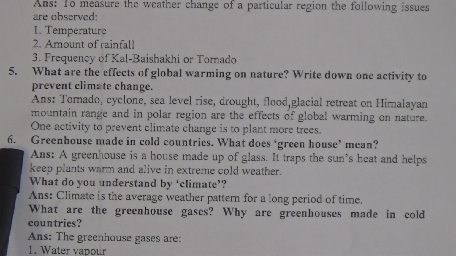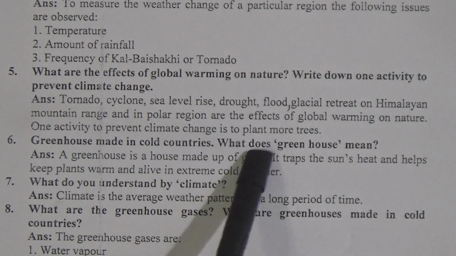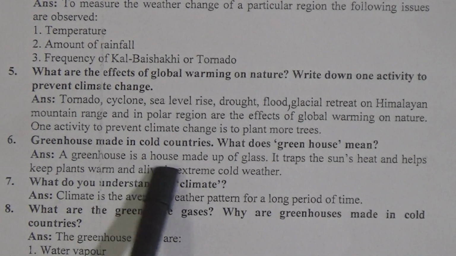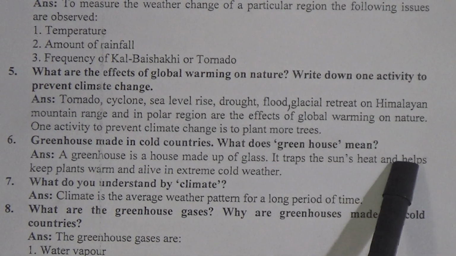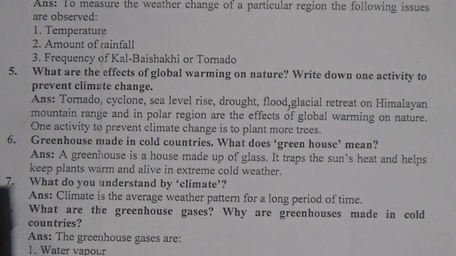And question number 6 is: why are greenhouses made in cold countries? What does greenhouse mean? The answer is a greenhouse is a house made up of glass. It traps the sun's heat and helps keep plants warm and alive in extreme cold weather.